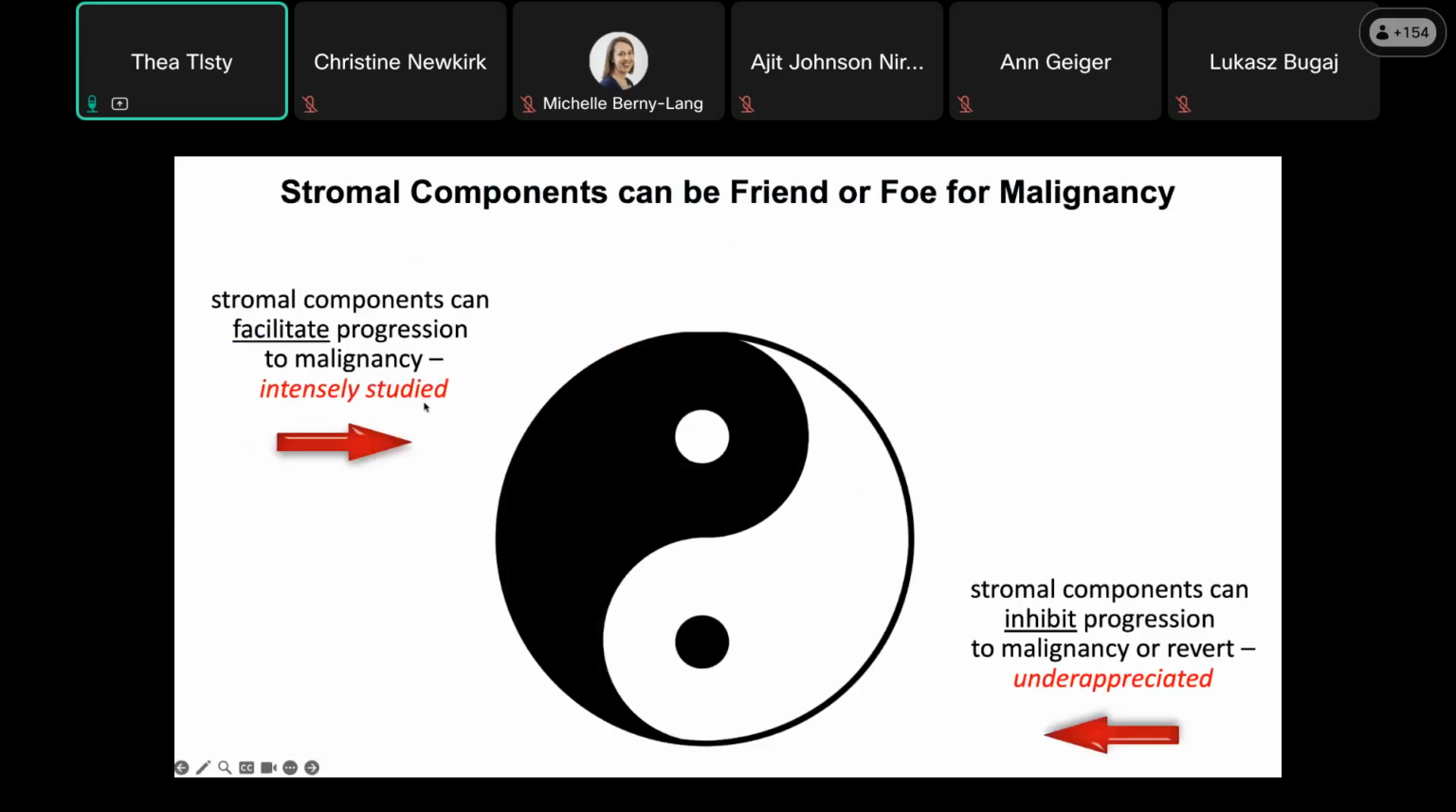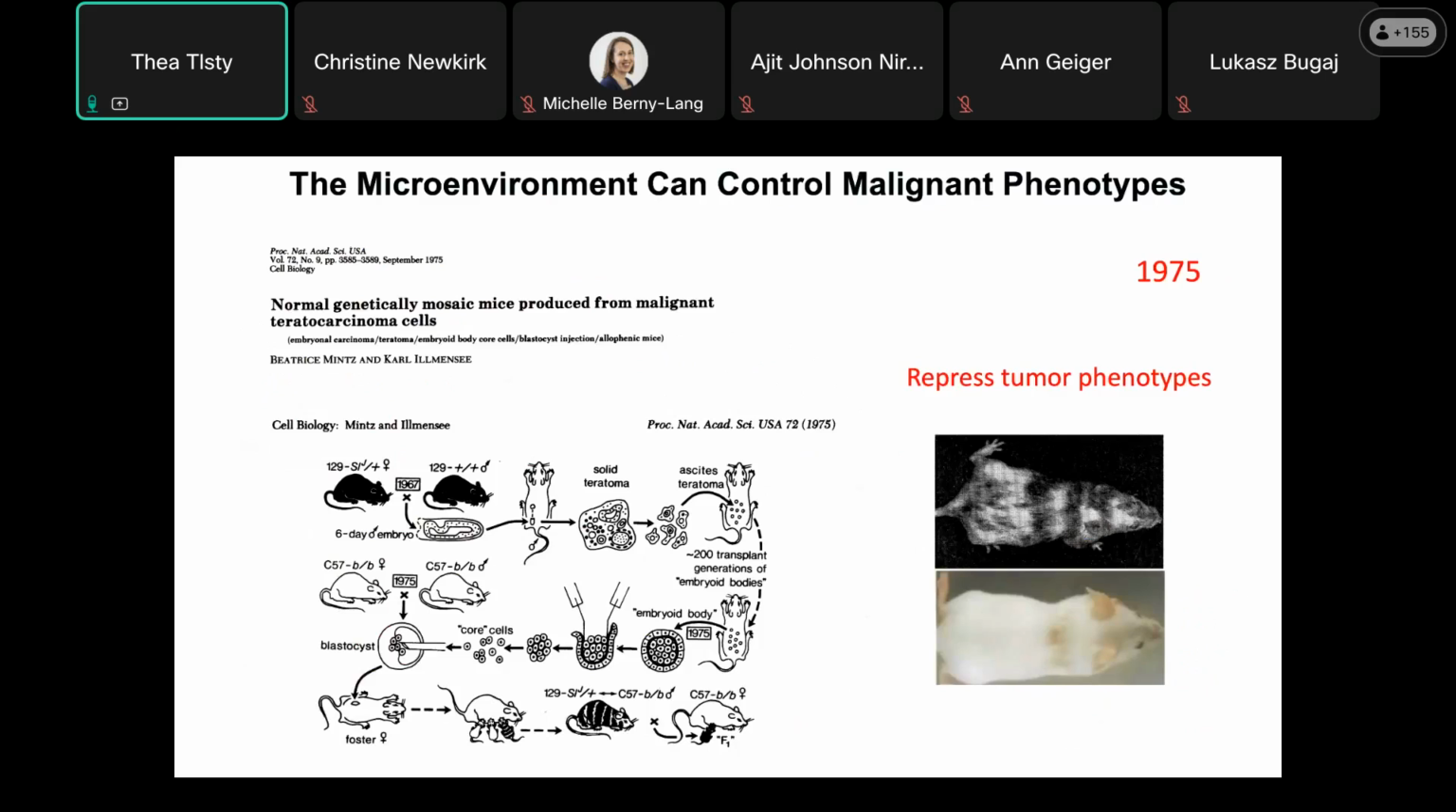So a lot of people have been intensely studying stromal components that facilitate progression, drug resistance, metastasis, etc. But many people forget that the stromal components actually can also inhibit malignancy and in some cases revert it. And the most striking example was seen 50 years ago. I'm going to repeat that, 50 years ago from Beatrice Mintz, where she took tumor cells, she put them into the blastocyst of a mouse and found out that the tumor contributed genetic material to the live pups that were born. The tumor came from an agouti mouse, kind of striped, and the mother was black.